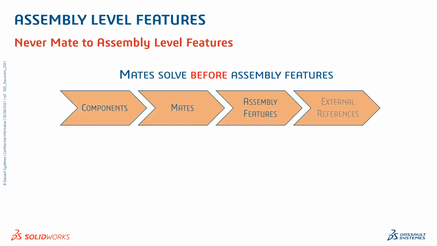The next one is very, very critical: assembly level features. For example, when we are creating multiple levels of assemblies, suddenly we may need some holes. We may create some holes or some other features. The best practice is that we should never make any assembly level features into the other parts. Why? Because of the sequence in which our loading happens.